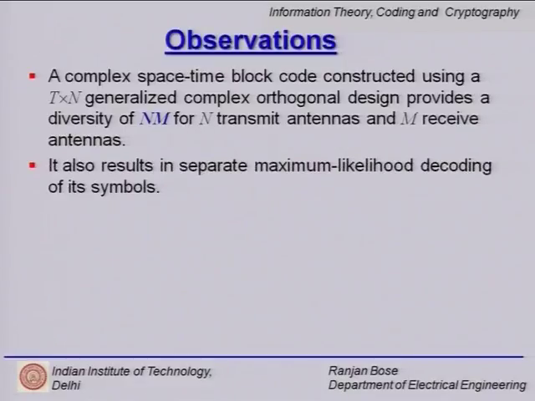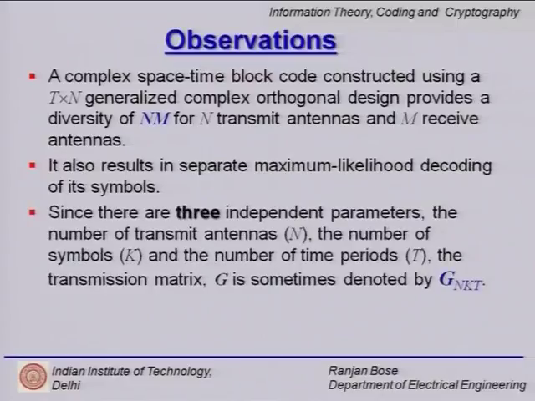The other good part is the decoding complexity. The maximum likelihood decoding does symbol by symbol because we have been able to decouple the decoding operations at the receiver by using the information about the channel gains. So what we see is that we have 3 independent parameters, n, k and t. N is the number of transmit antennas I can fix at will. I can have the number of time periods t, and the number of symbols k, and I can play with them and come up with a generator matrix which can be denoted by G sub n k t.